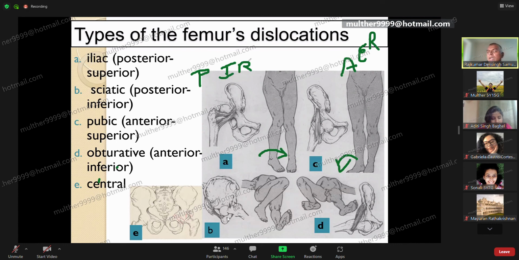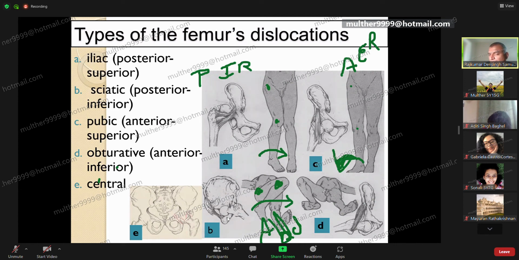What is happening in posterior superior dislocation? There is slight flexion in the hip, slight flexion in the knee, and internal rotation. But if it is inferior, there is more flexion in the hip and more flexion in the knee. Once again, the limb is internally rotated, and the limb is adducted, going towards the body. When we come to anterior dislocation, you see a little flexion in the hip and knee, but the limb is externally rotated. This is the key point.